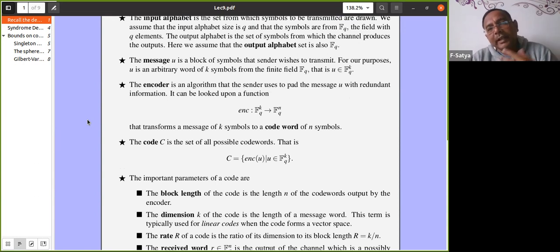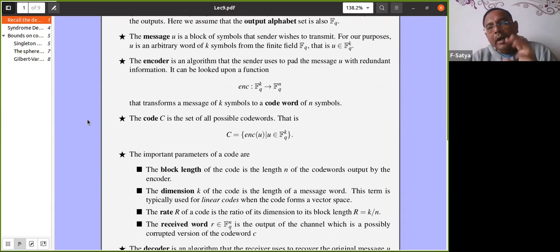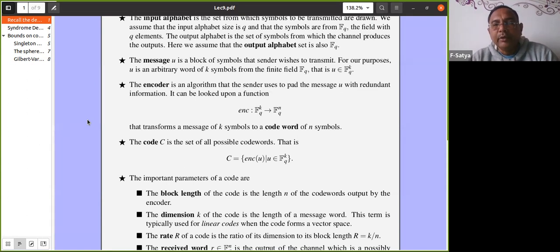So the domain is the entire FQ power k. And since it is a function, every element has an image. So all vectors in FQ power k are inputs, okay? And what are the images? Generally this encoder function is a one-to-one function. So the cardinality of C is the cardinality of FQ power k, right?